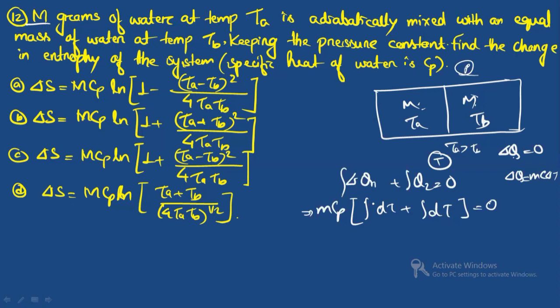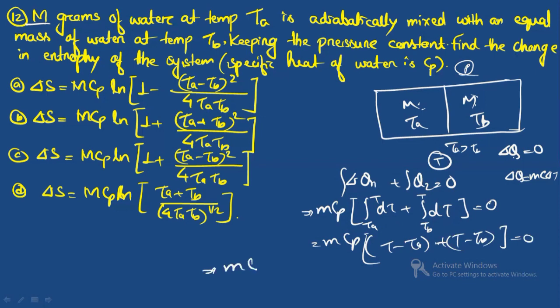First it was Ta and it is reaching to T. This is Tb, right? And then it is reaching to T. So finally you'll get mCp. This will give you T minus Ta, integration of dT is T, putting the upper and the lower limit. And it will give you plus T minus Tb. It is equal to 0.